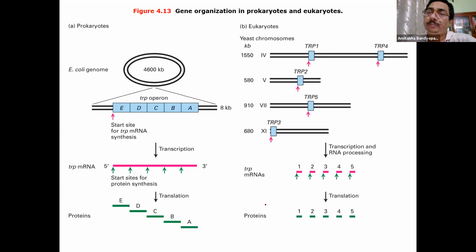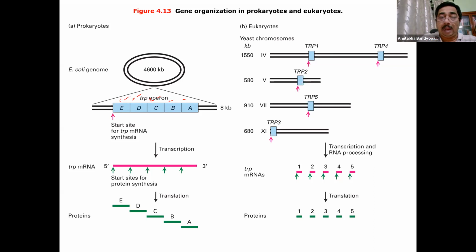Now let us look at some very fundamental issues. This I have told you earlier, but I am telling you again. Let us consider the enzymes that are required for making tryptophan in a cell. In bacteria, it is in an operon. The proteins that will make tryptophan, the biosynthesis enzymes E, D, C, B, A, are all present in a cluster.